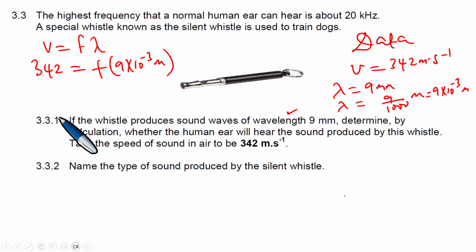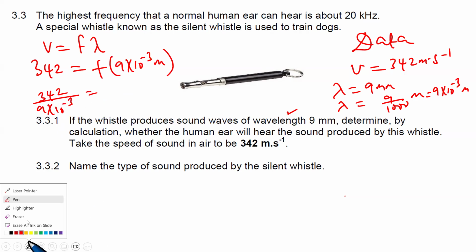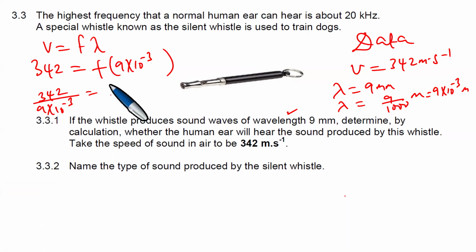So what do we do at this point? We transpose, so we have 342. You divide by 9 times 10 to the minus 3. You can leave the units out of it. So we divide both left and right by f times 9 times 10 to the minus 3, and you also divide here by 9 times 10 to the minus 3.